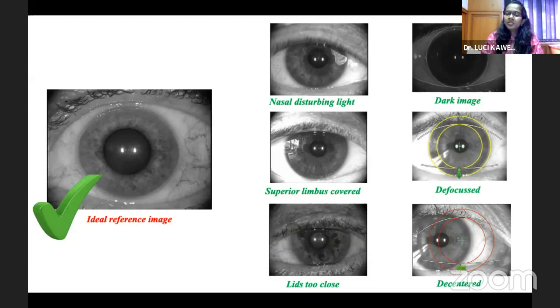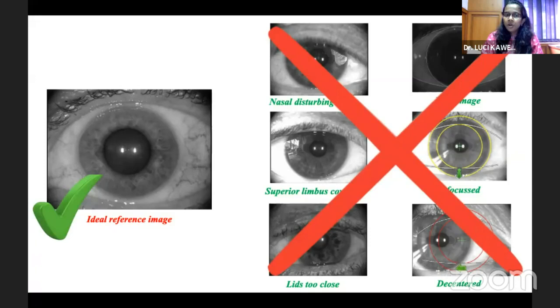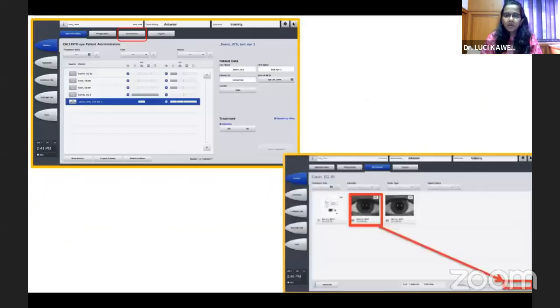Anywhere where there are disturbances in the image, or the lids are covering the limbus portion, or if it is defocused or a decentered image, such images should not be used, not just for the reference marking, but also to get your proper keratometry. If you have a good exposure, your keratometry would also be perfect, and there won't be any exclamation mark talking about the quality of image being bad or anything.